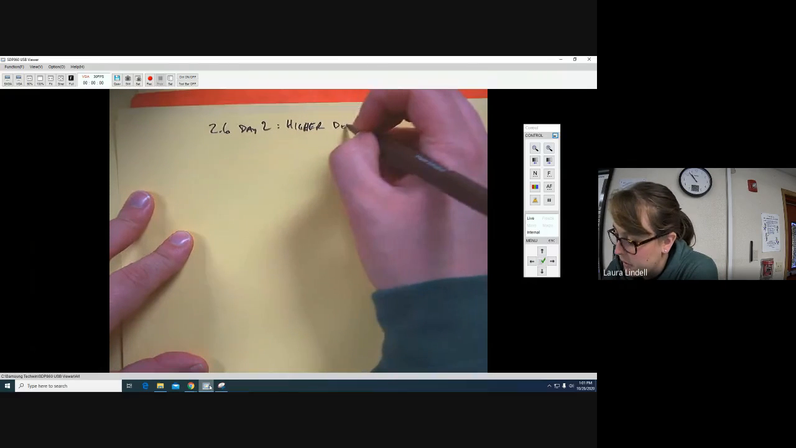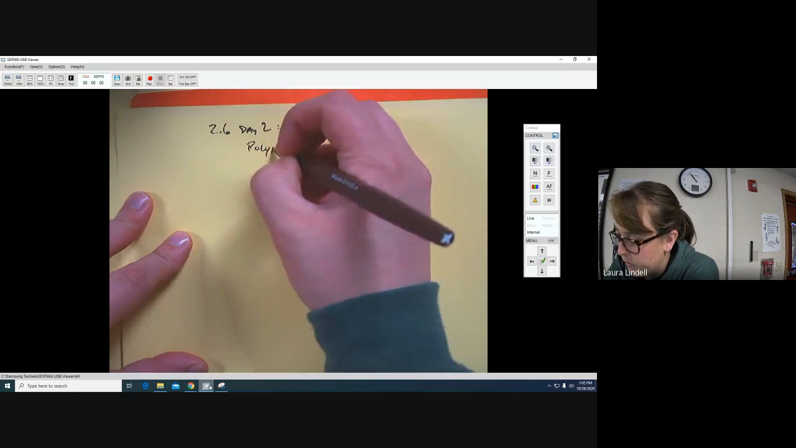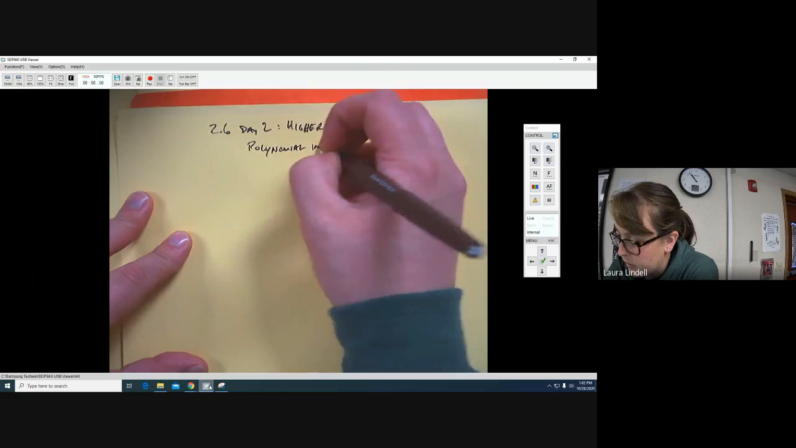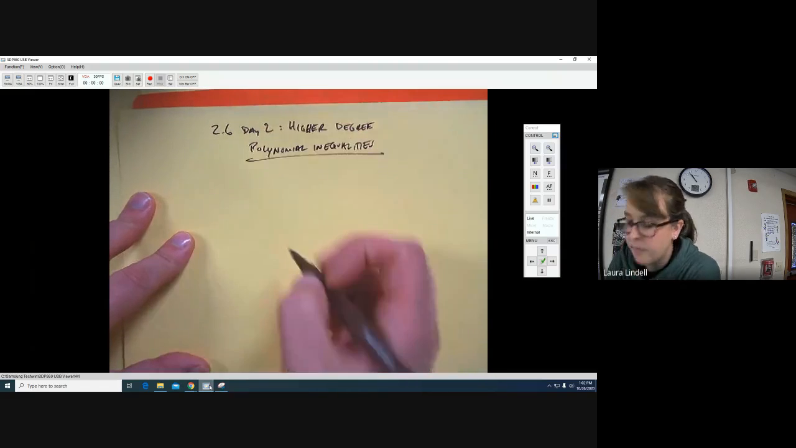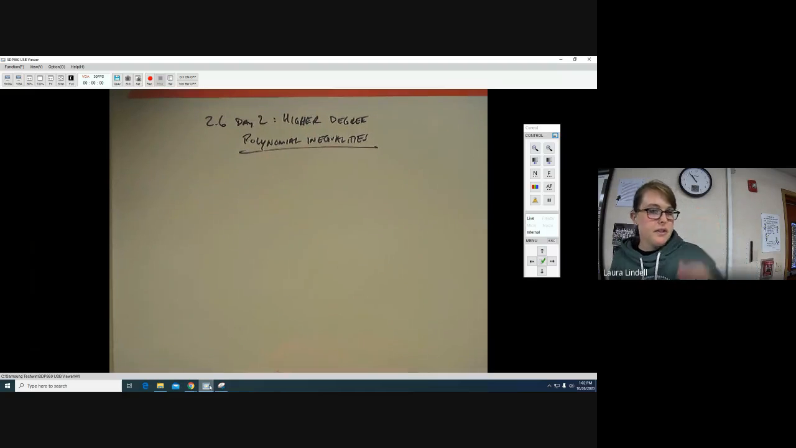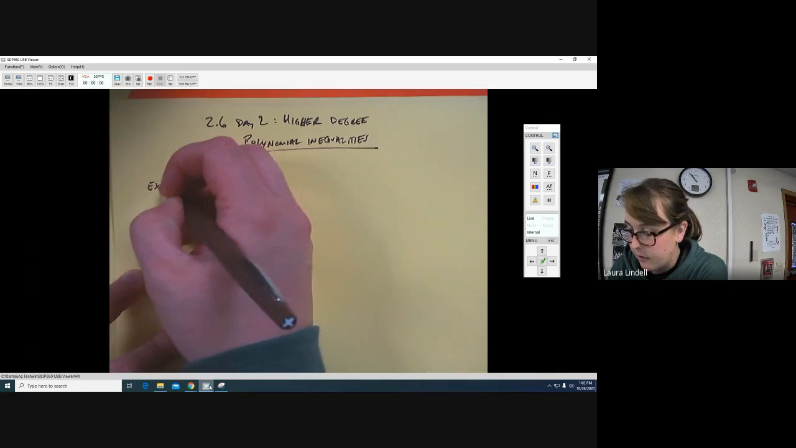Higher degree polynomial inequalities, and just like Friday, we want to be able to solve these and show our answer using a graph, a number line graph, or also using set notation. So here we go. These are going to work much the same way that they did on Friday.